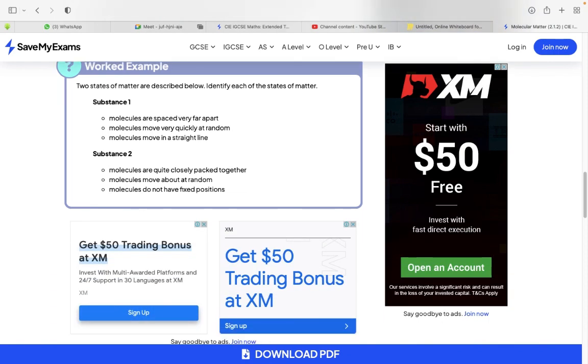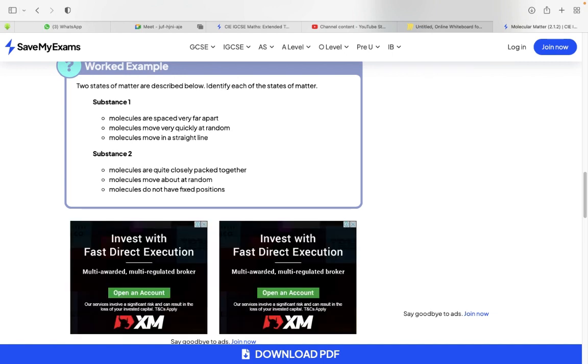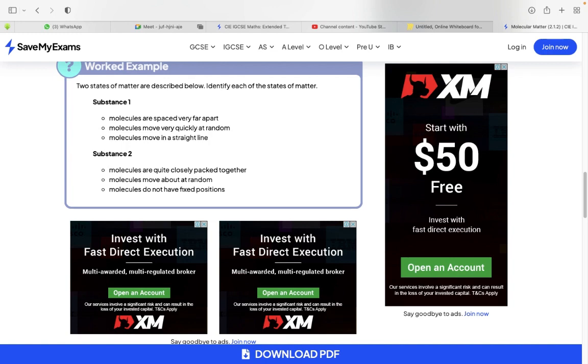Now, here comes a question. It says two states of matter are described below. Identify each of the states of matter. Substance 1: molecules are spaced very far apart, molecules move very quickly at random, and molecules move in a straight line. Substance 2: molecules are quite closely packed together, molecules move about at random, and the molecules do not have a fixed position. So what is substance 1 and what is substance 2?